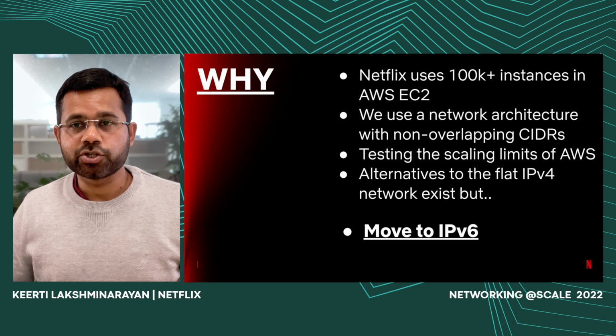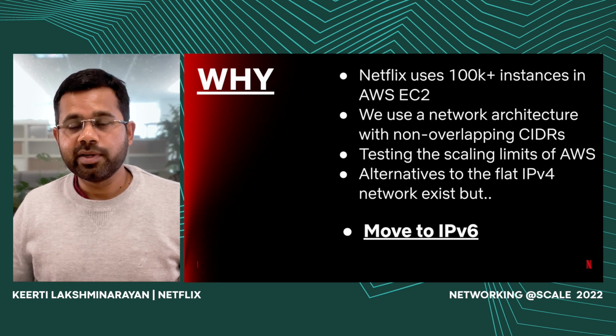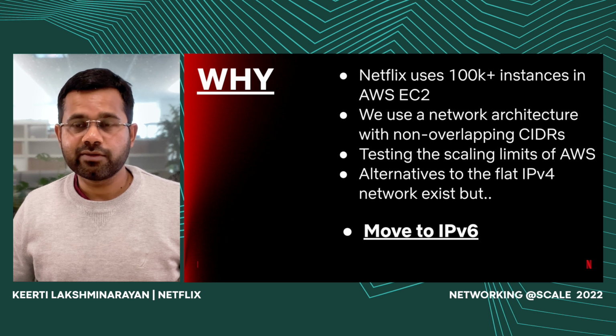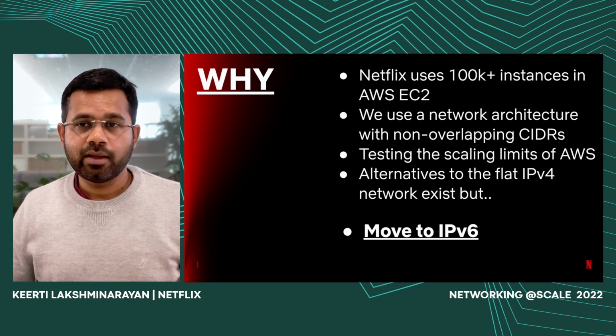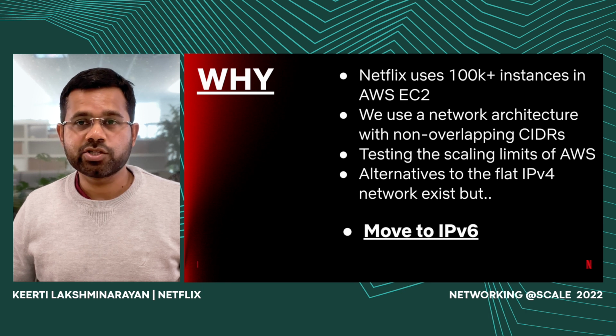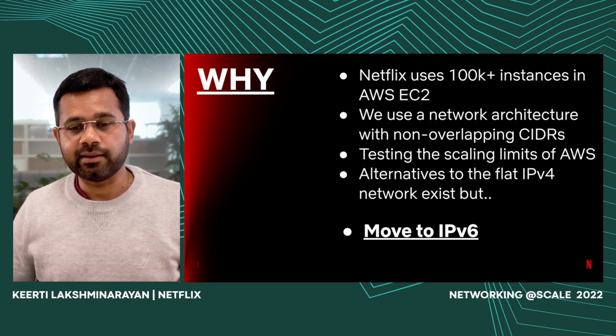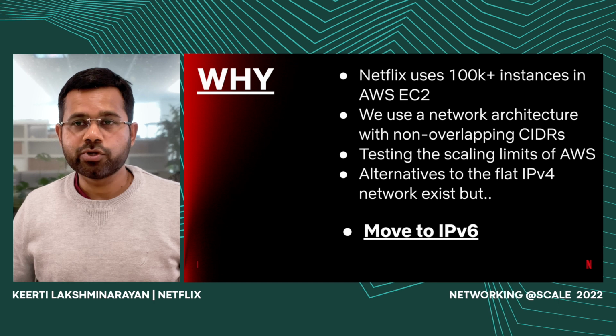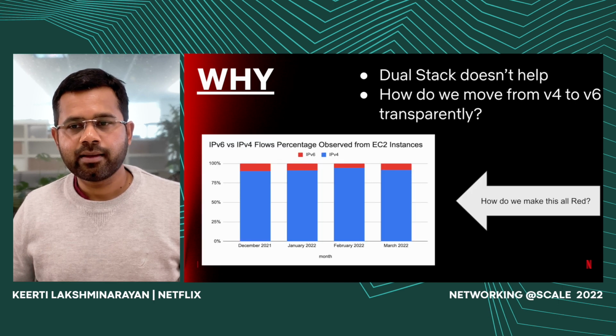So in our broader push, even though we might achieve some limited effect by using different kinds of subnetting and segmentation, as we grow we will eventually start hitting limits beyond which AWS might or might not scale. So we have begun a broad push in Netflix to move towards IPv6 since early last year.